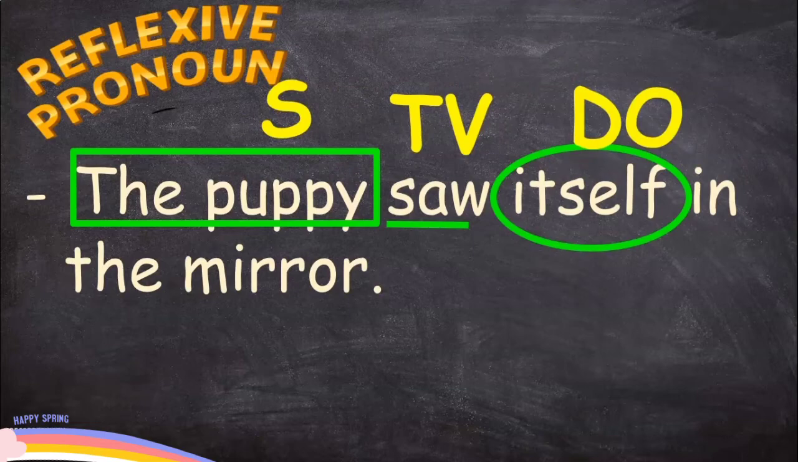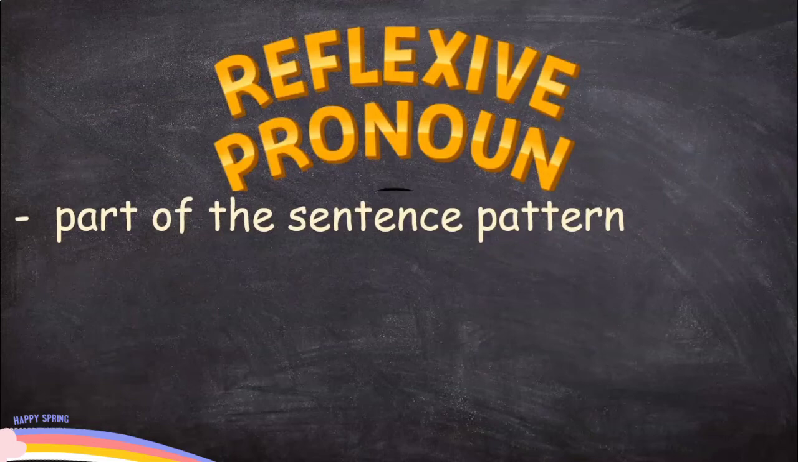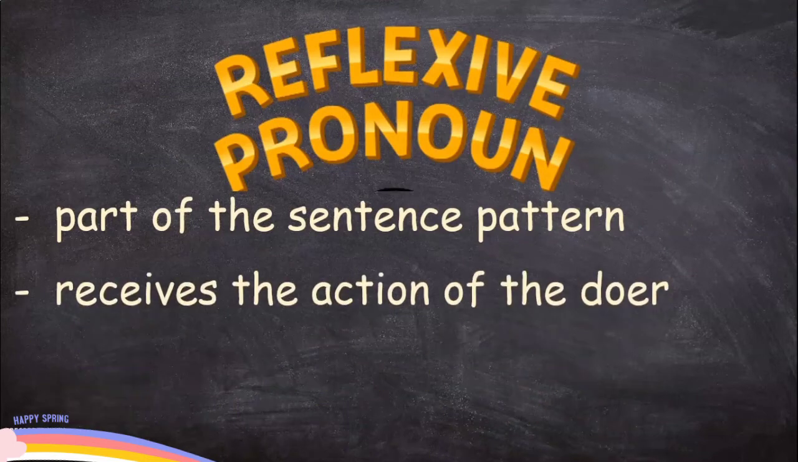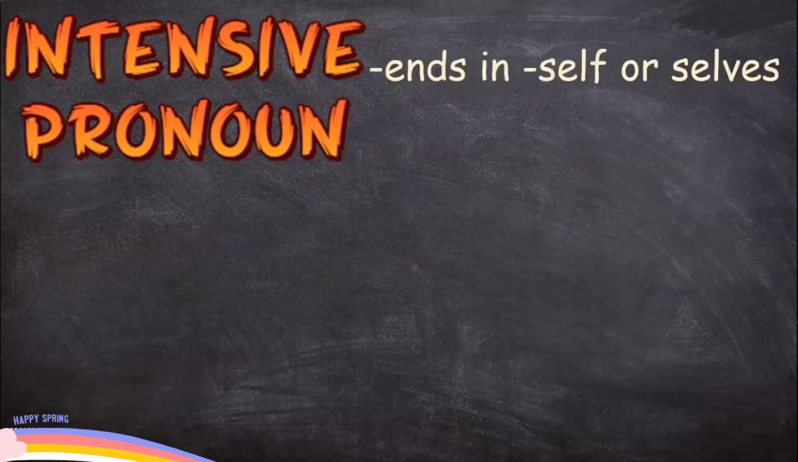It is important. It receives the action of the doer. That is why it is called as a reflexive pronoun. So is it clear now? Let's now proceed to the other kind of pronoun that ends in self or selves. We call it as intensive pronoun.